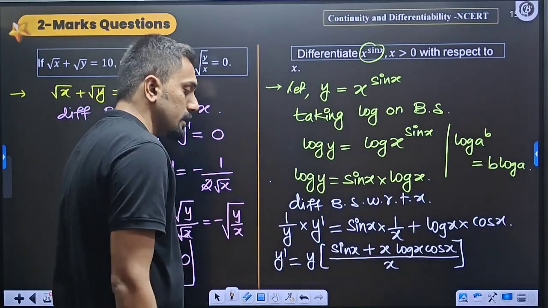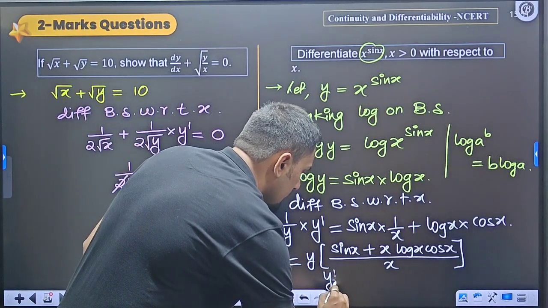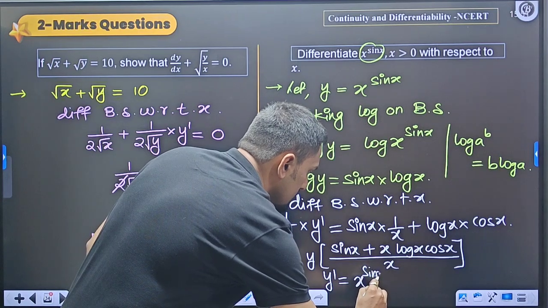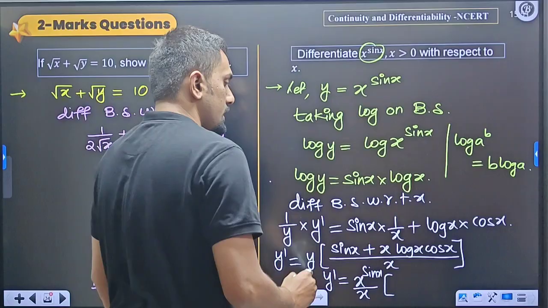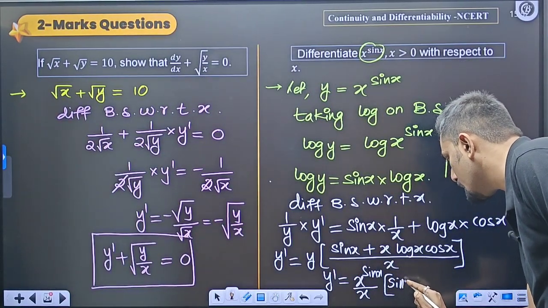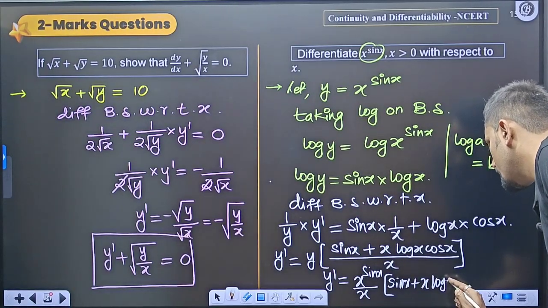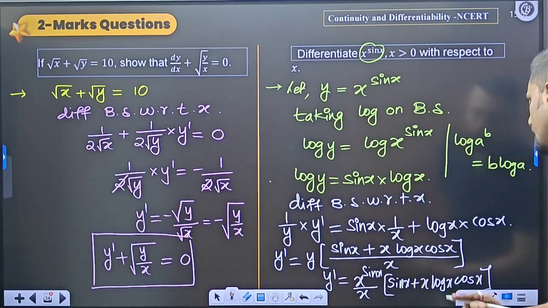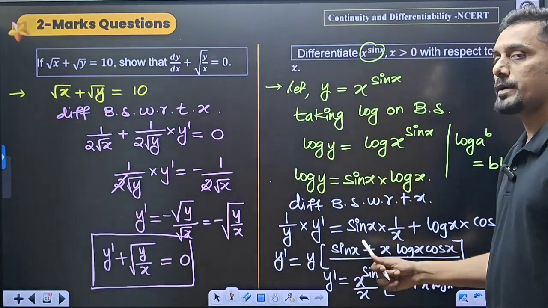Do you know what y is? y is x raised to the power sin x. So y dash is equal to x raised to sin x divided by x multiplied with sin x plus x multiplied by log x into cos x. This is the derivative of x raised to the power sin x with respect to x. Pause the video and note down the answer.